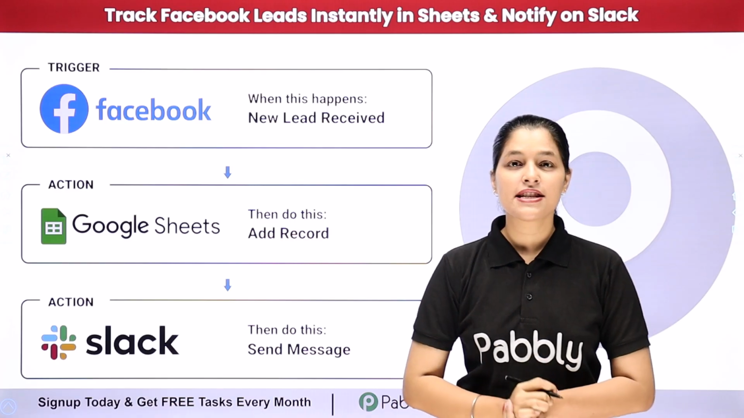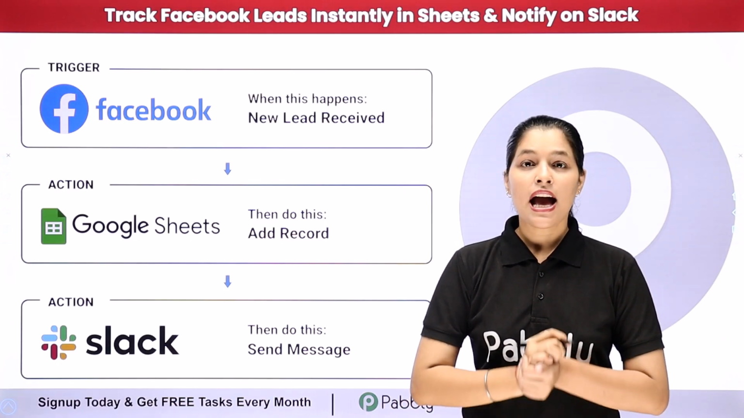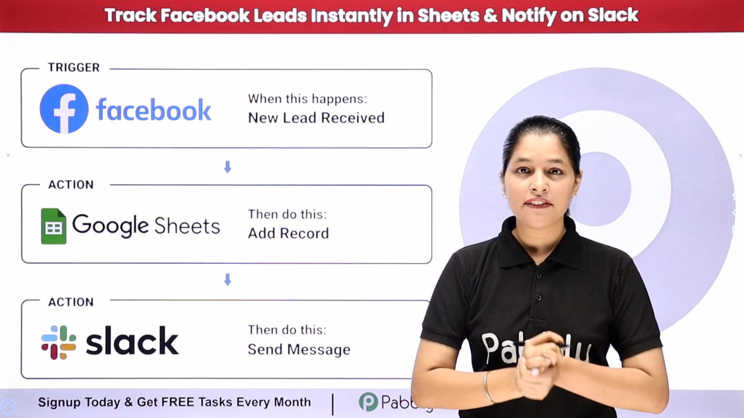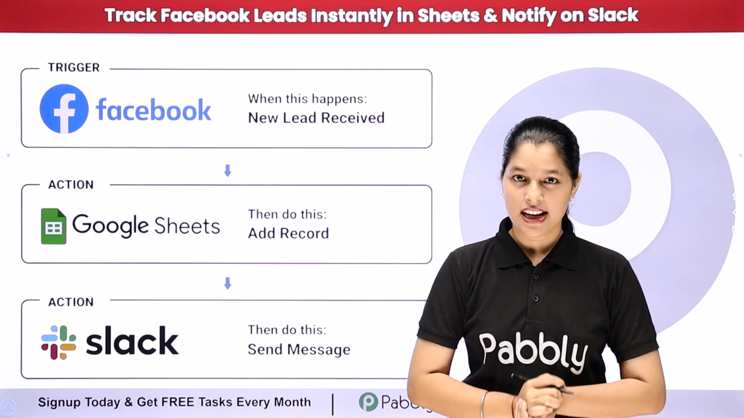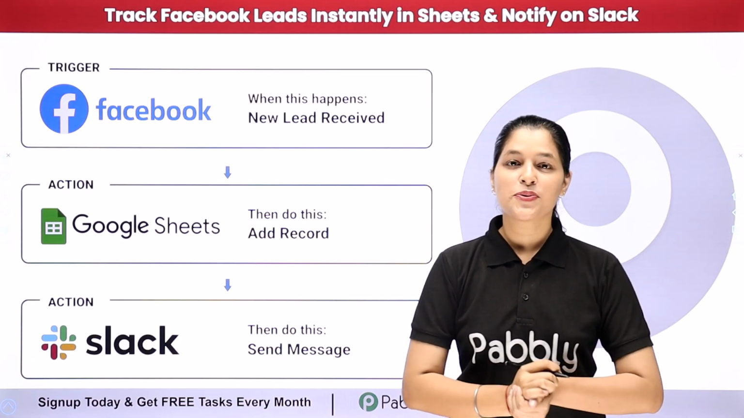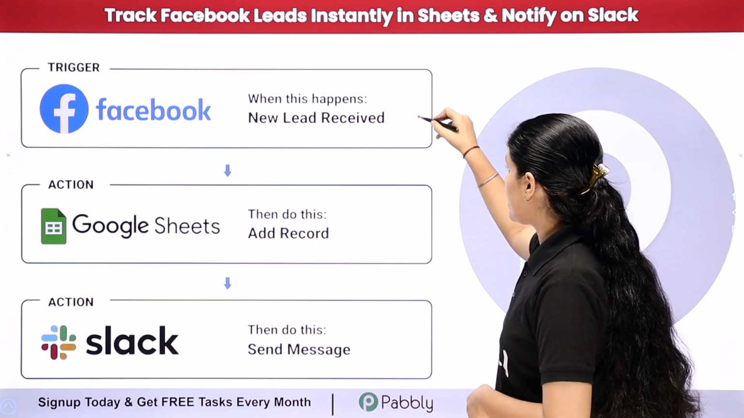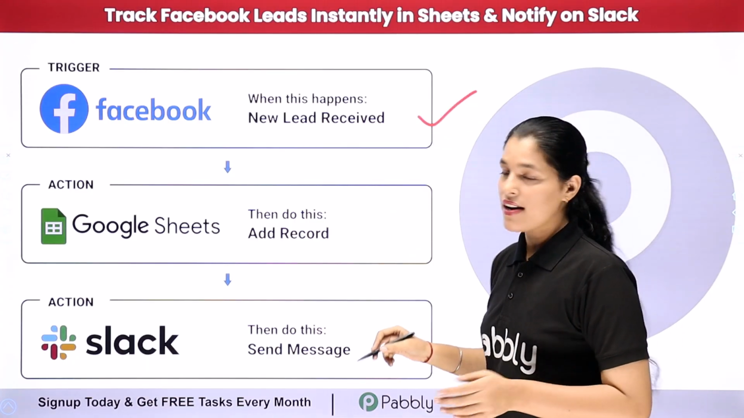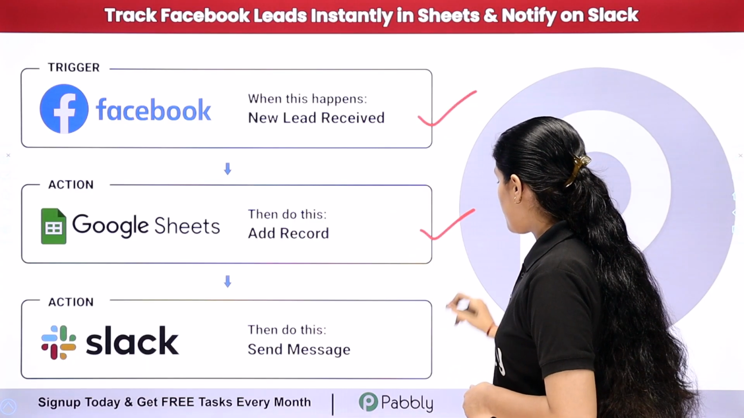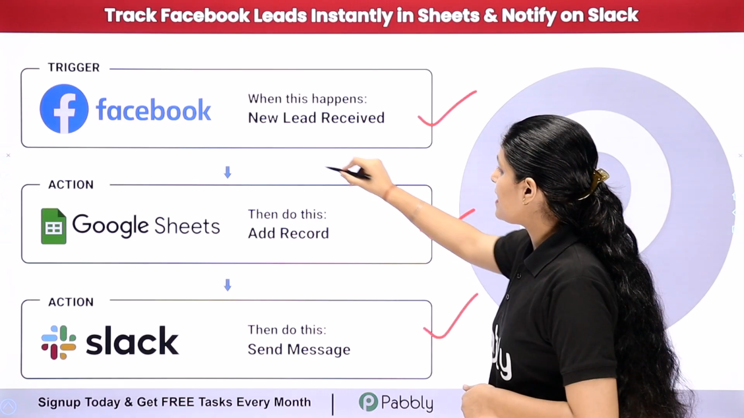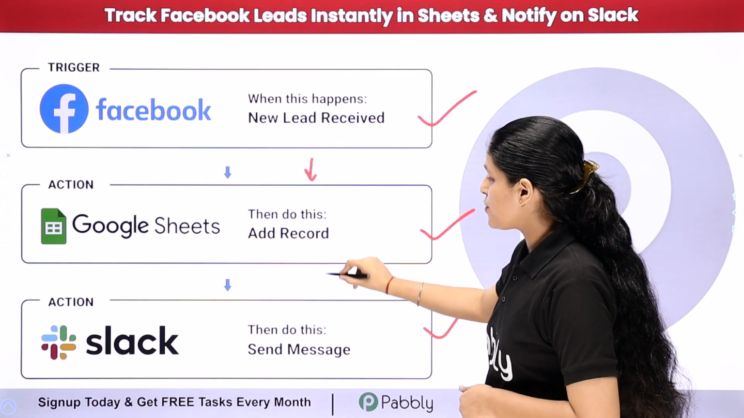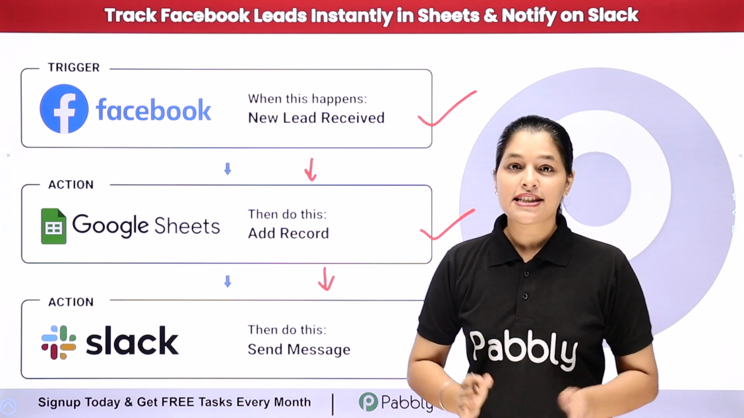So I run a business where I want to notify my team about the new Facebook lead and even add records in my Google Sheet. So here my objective is, as soon as I receive a new lead over Facebook lead ads, I am going to create the record in Google Sheet and notify my team on Slack. So for integrating these three applications, I am going to use an automation tool that is Pabbly Connect.